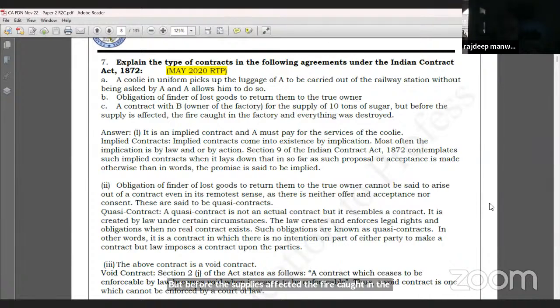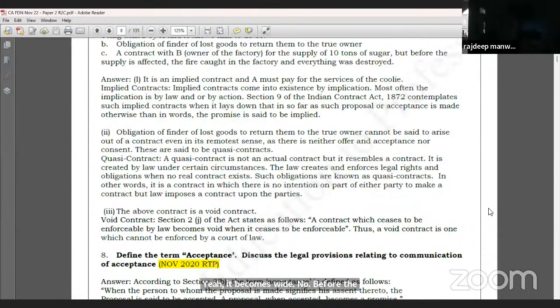See the answer: supervening impossibility. It becomes void, no? Before the supply, with the destruction of the subject matter, the contract becomes null and void.